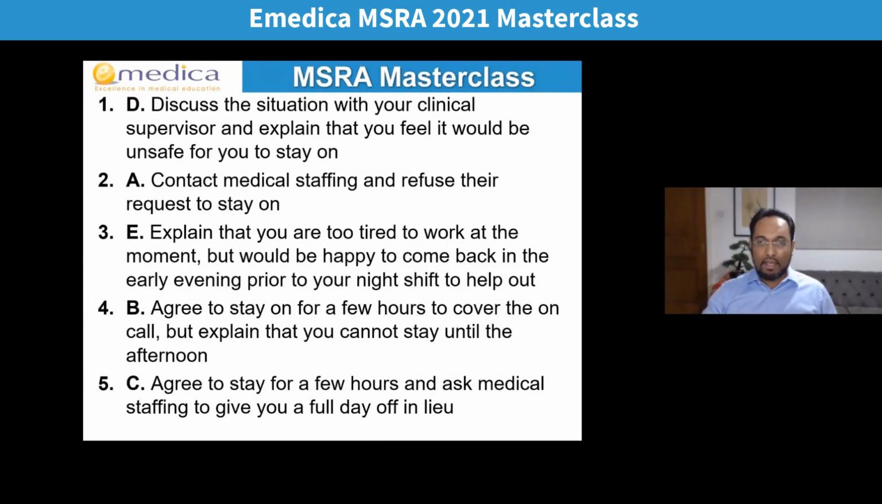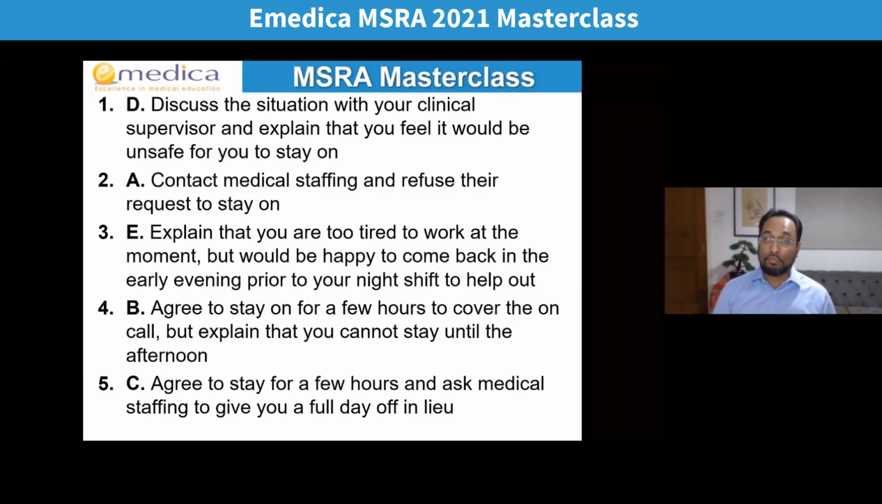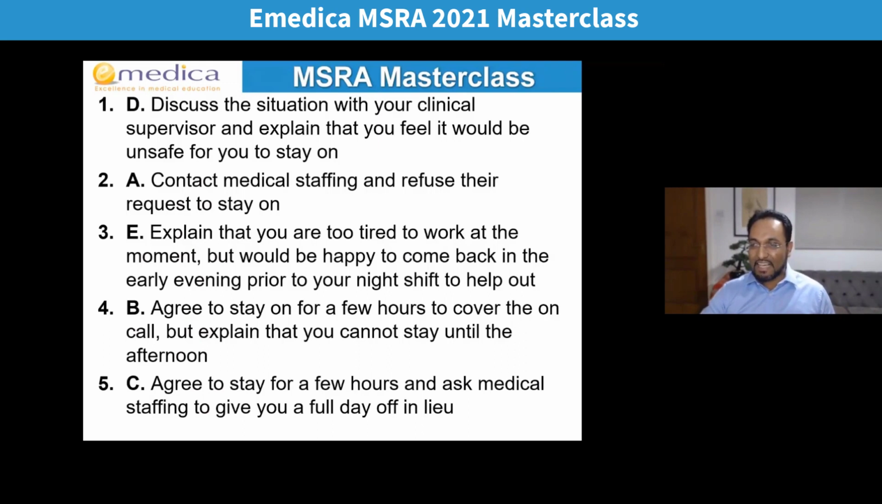Just type into the chat if you got the exact order right, D, A, E, B, C, because if you had exactly that order, you would get 20 marks for this question. So for the SJT, if there's 5 options, each question is worth a maximum of 20 marks, okay? So if you had it exactly right, you'd get 20 marks. But if you didn't get it exactly right, depending on how close you were to the best response, you're going to get a range of marks from 8 to 18, okay?